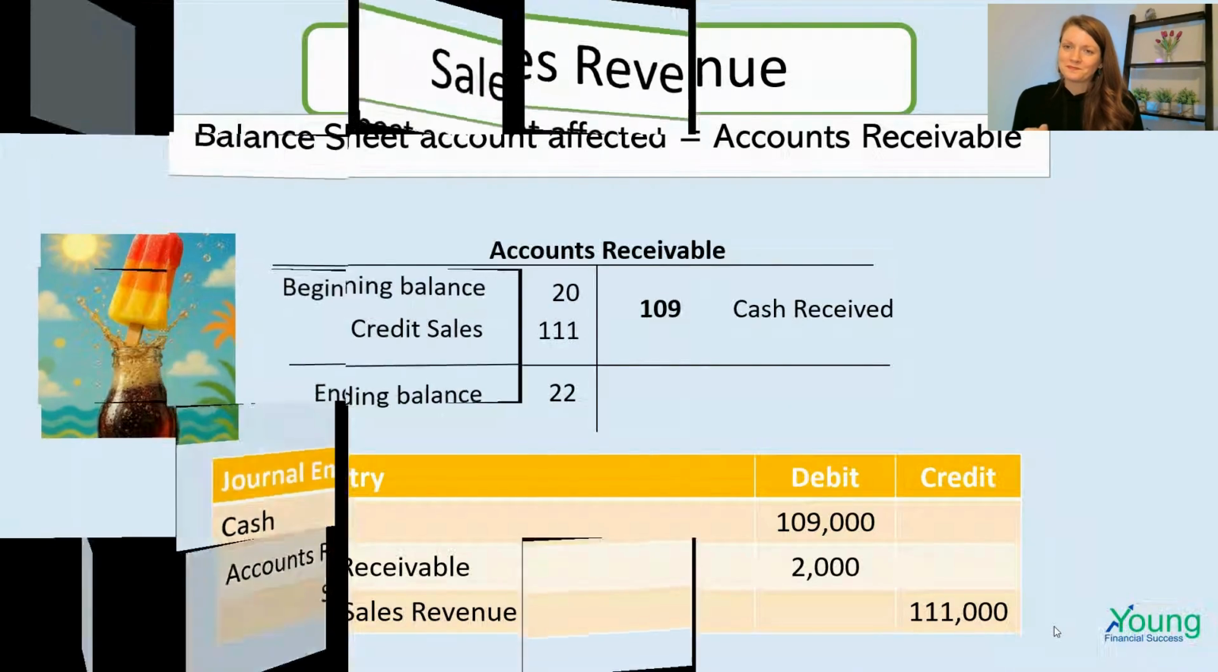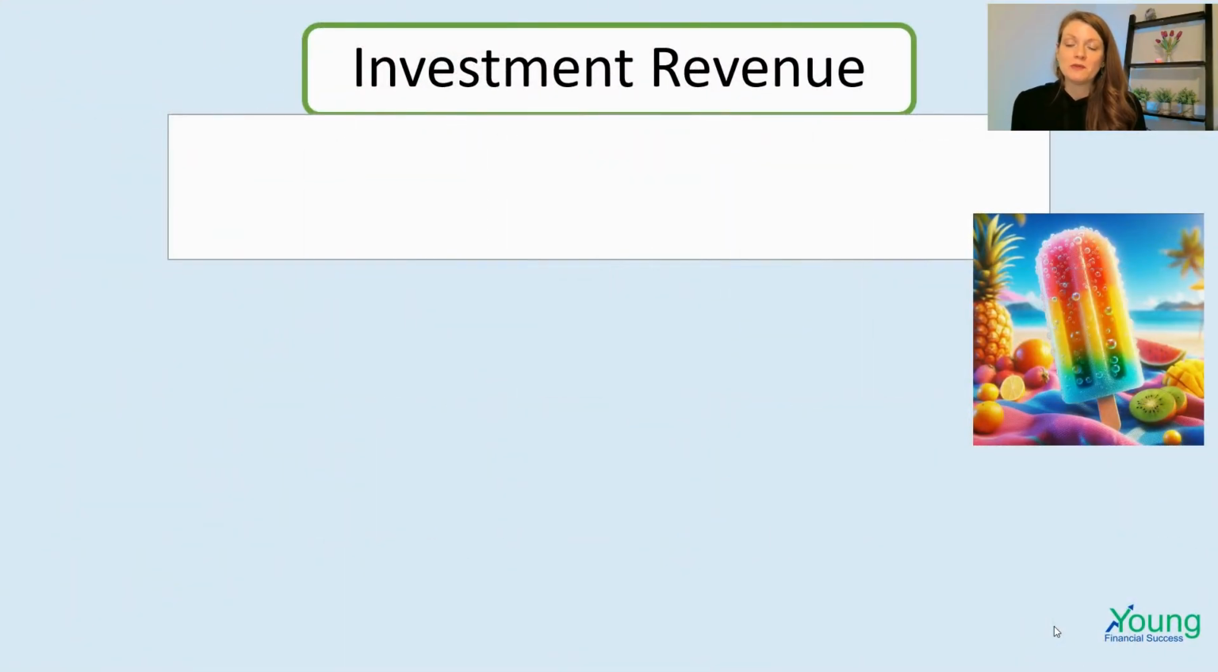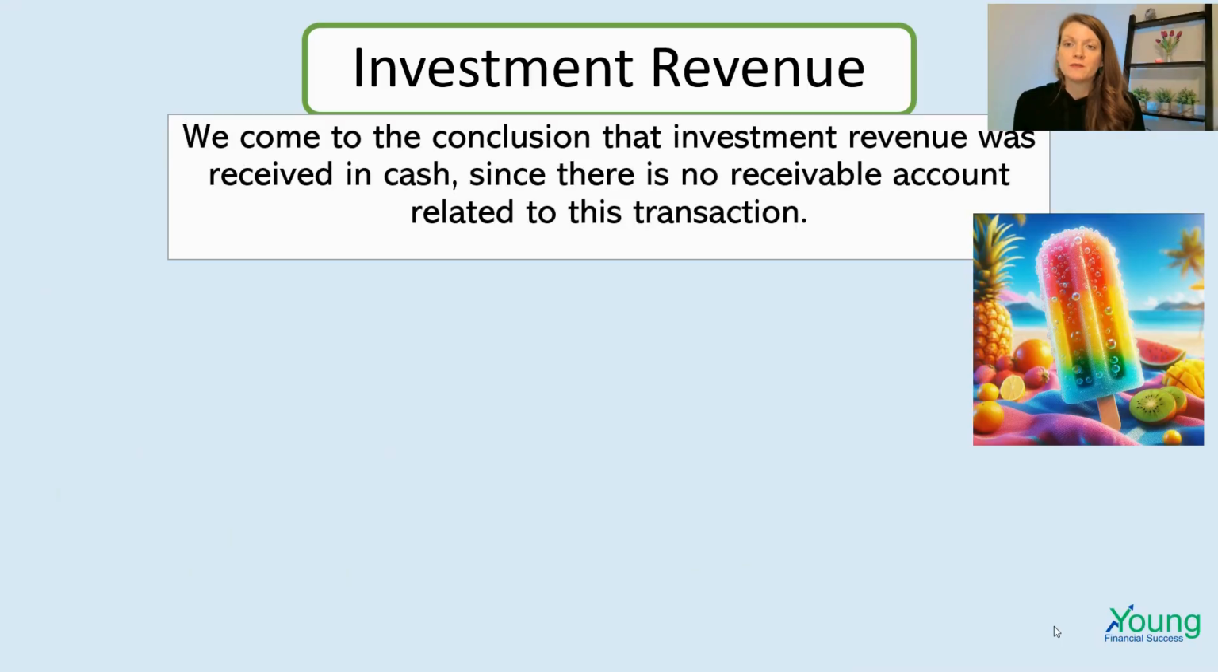Okay. So now let's move to investment revenue. We're just moving right down the line of our income statement. So we've got our carbonated popsicle company, and we see that there is investment revenue of $3,000 on our income statement. Well, we come to the conclusion that investment revenue must have been received in cash because there's no accounts receivable for investment revenue. If we had seen an accounts receivable pop up saying investment revenue receivable, then that would tell us, well, the company we invested in told us they're going to pay us, but they haven't yet.